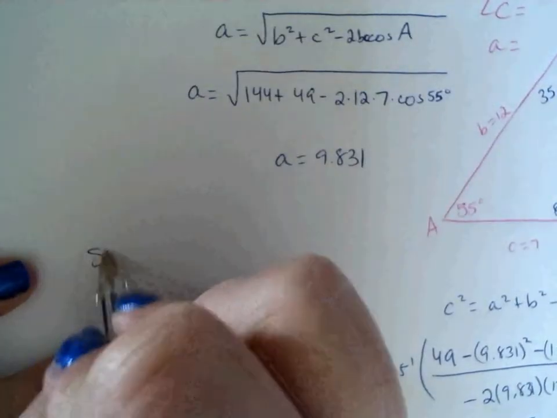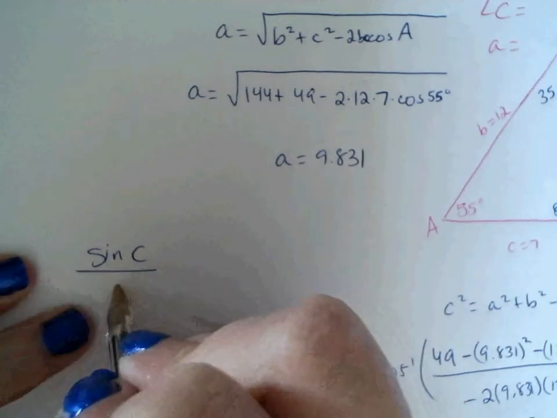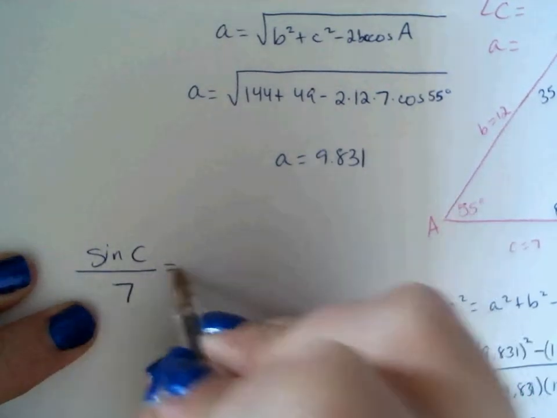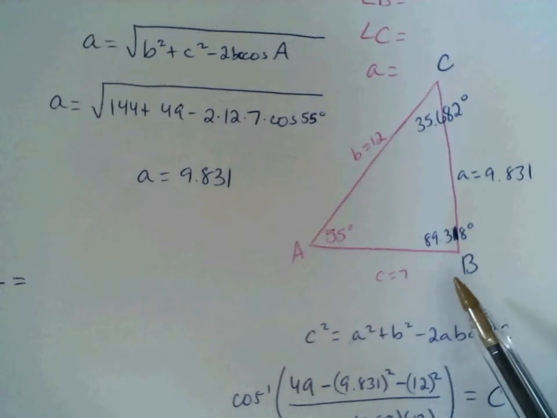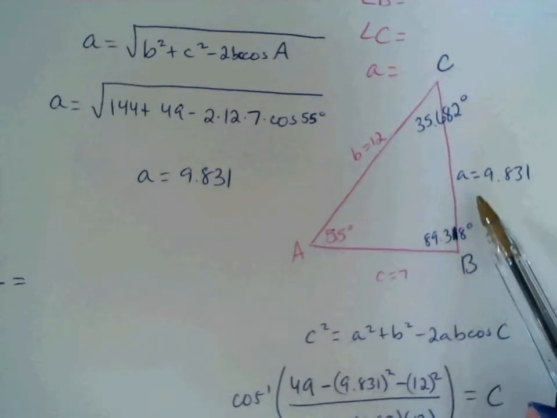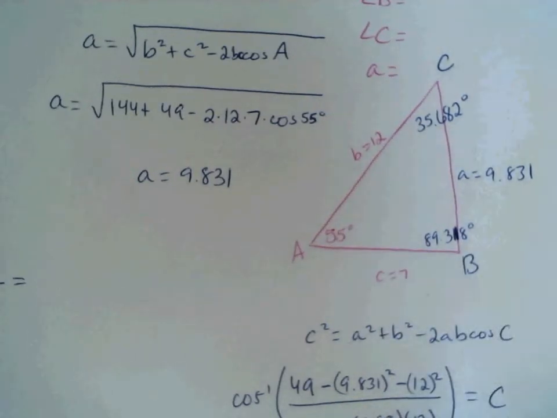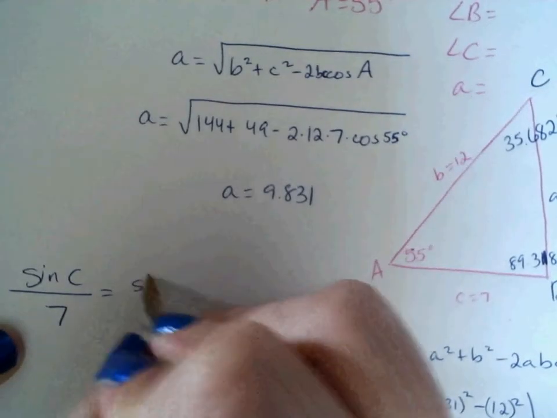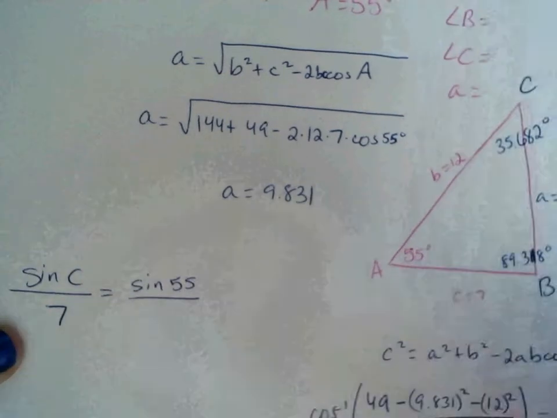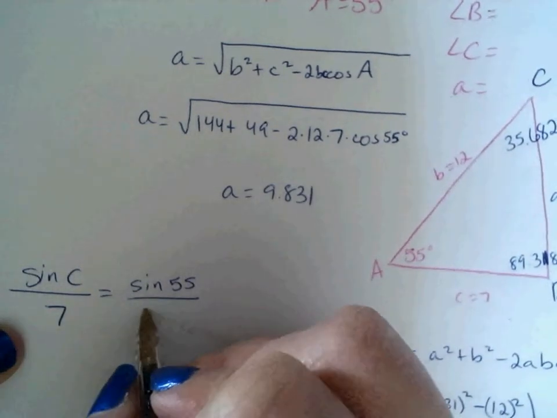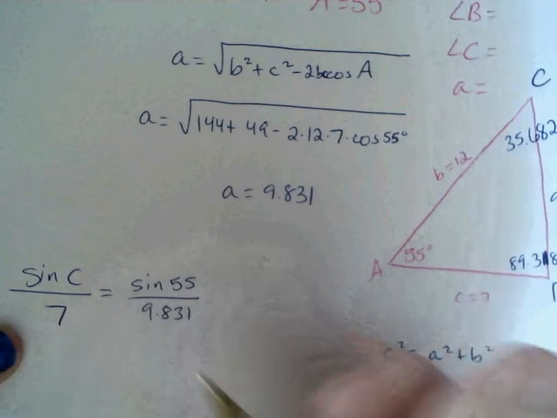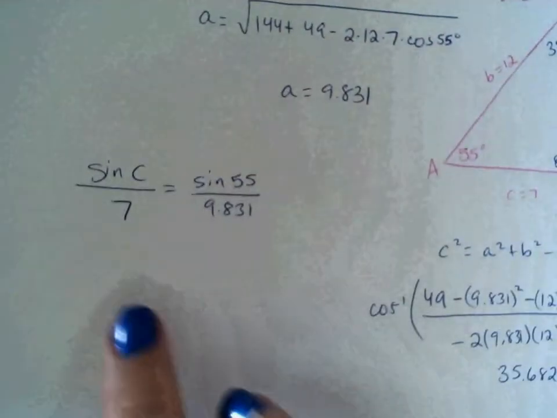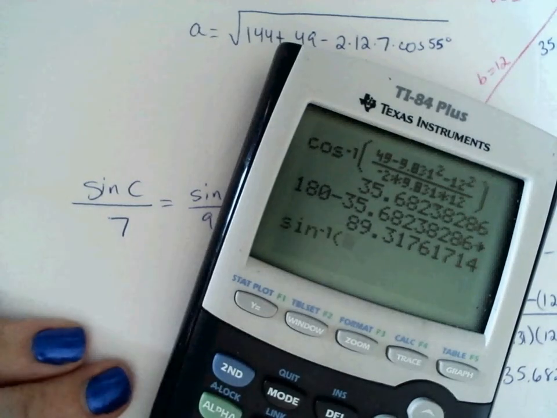I did say I was going to look at law of sines, so I'm going to look at that real quick. If I'm trying to solve for angle C, sine of angle C over C, which is 7, equals, and then we go with an angle and a side pair, once I found A. So sine of 55 divided by 9.831. This is law of sines after law of cosines. Then I would multiply by 7 and then take the sine inverse.